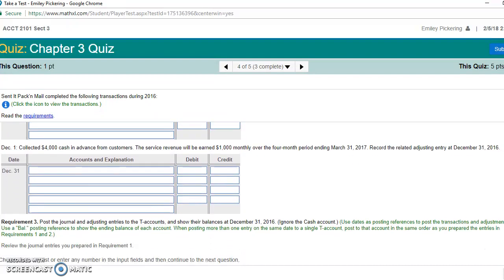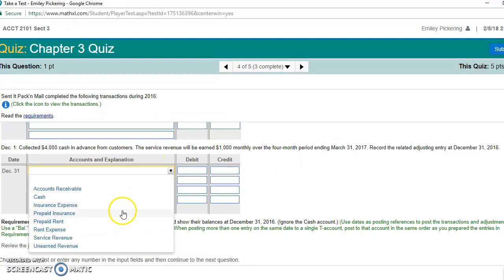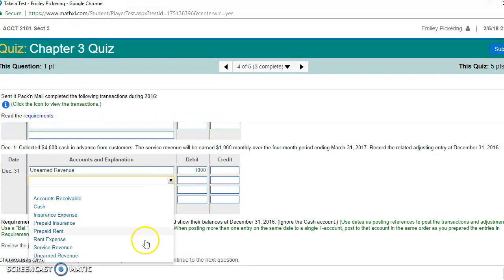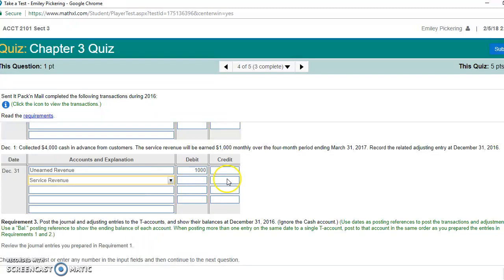And then collected $4,000 on December 1st in advance. The service revenue will be $1,000 a month. So again, I'm going to lower my unearned by 1,000 and increase my revenue by 1,000. Okay.